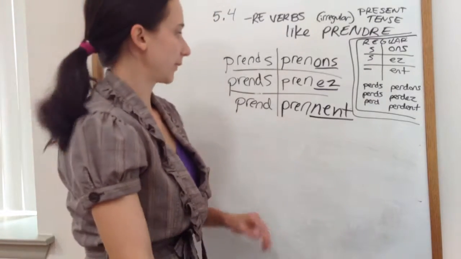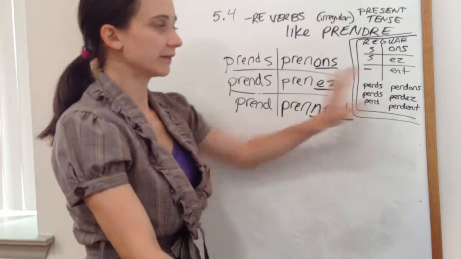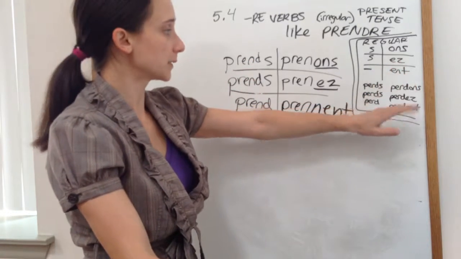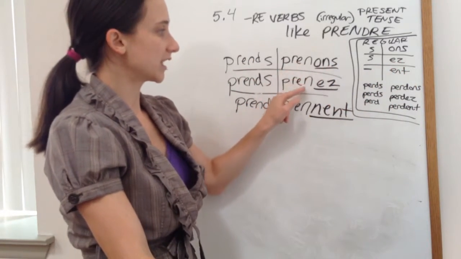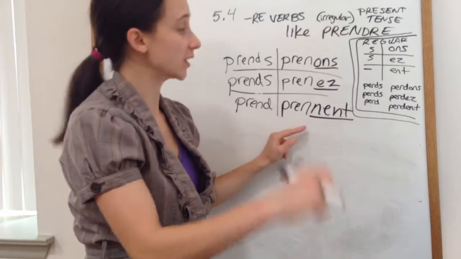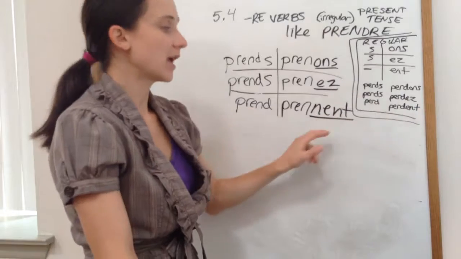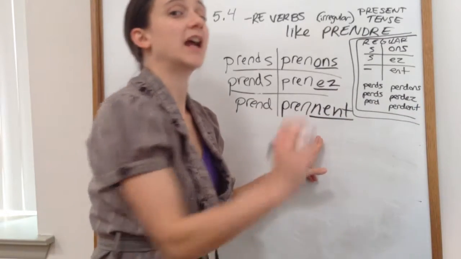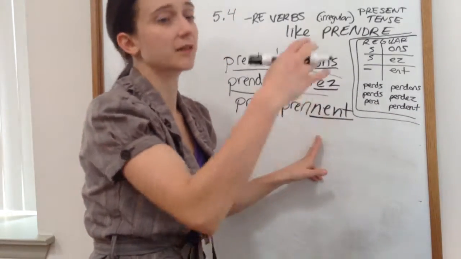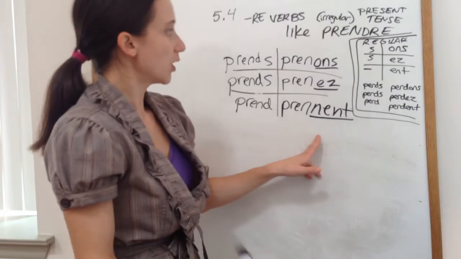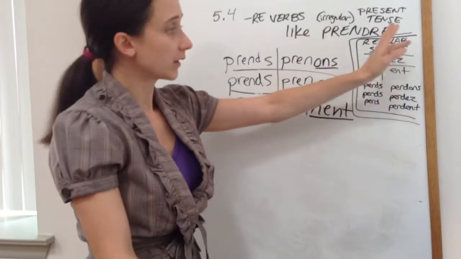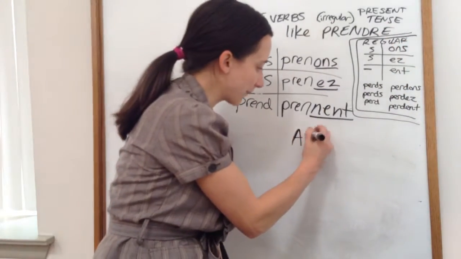S, nothing. That's just like our regular RE verbs. Here we had to take off the D as well as the RE. ONS, that's the same. EZ, that's the same. And now watch out. Let's add in an extra N plus the ENT as usual. So prendre works the same as apprendre.